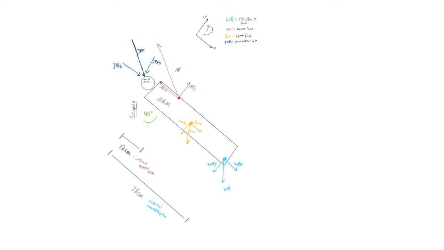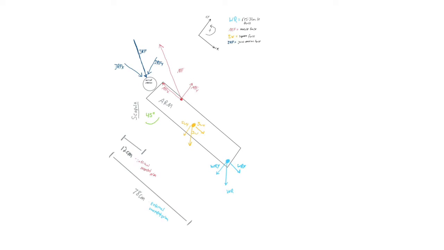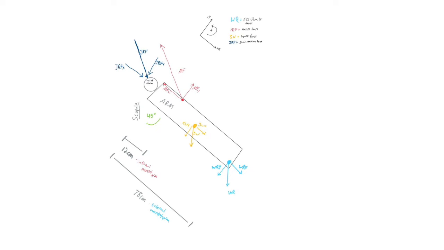In this drawing, WR represents the resistance force, MF represents the muscle force, or the effort force, SW represents the force created by the weight of the segment, and JRF represents the joint reaction force. The coordinate system can be viewed in the upper right-hand corner.